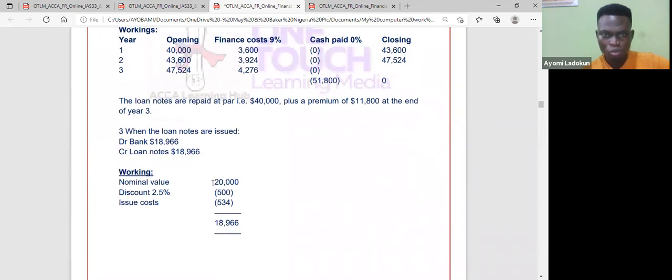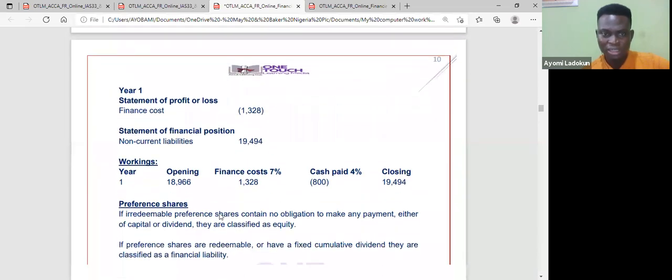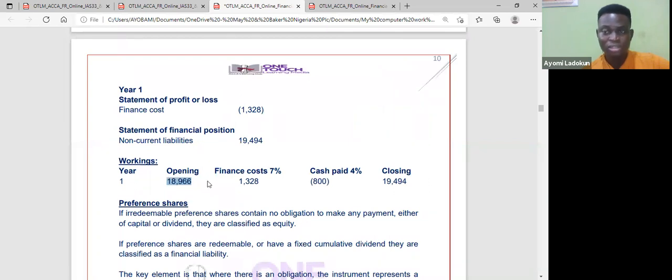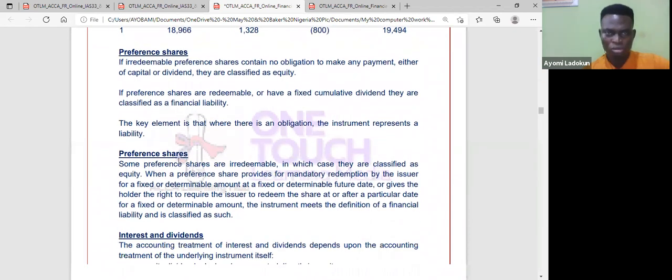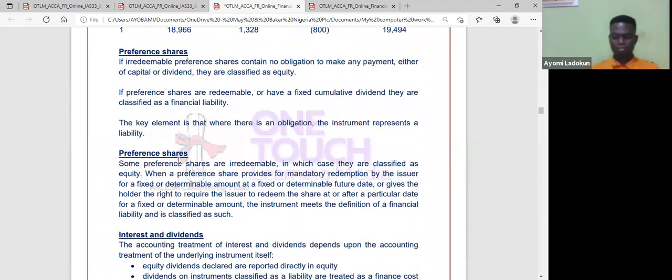So the loan note was 20. Then it was issued at the discount of 500. The issue cost. So this is what you are taking into your lease liability table. Can you see? Unlike the question we did earlier, there was no cost. So that's what you are taking to your lease liability table. So please take note of that. Okay. So we have done something similar.